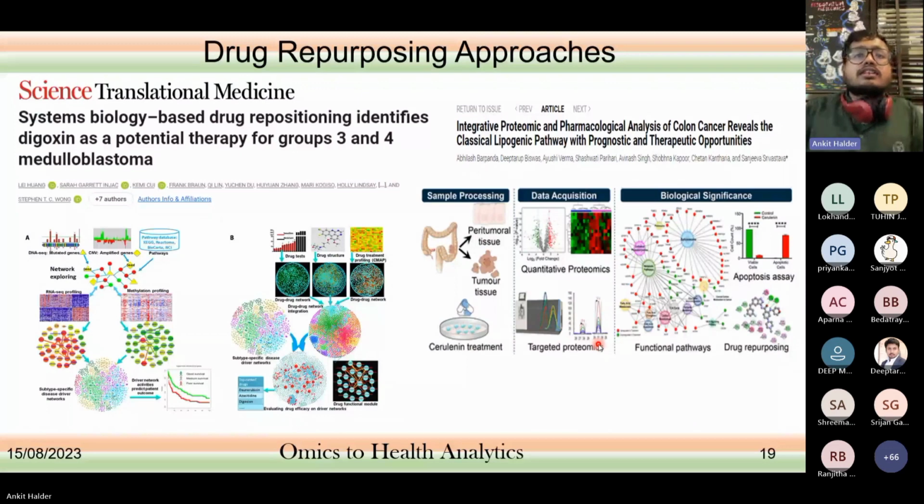Here you can see digoxin, which is a tablet, a drug generally used for heart diseases.